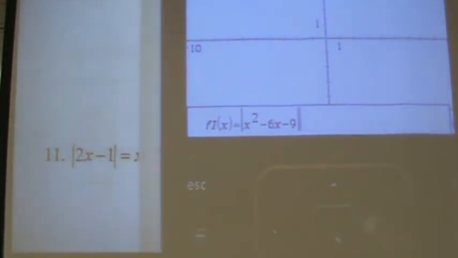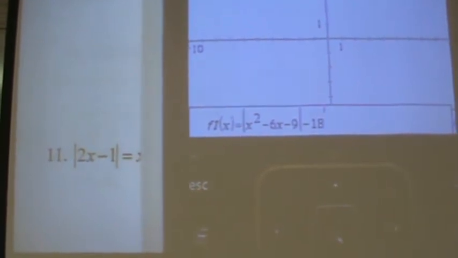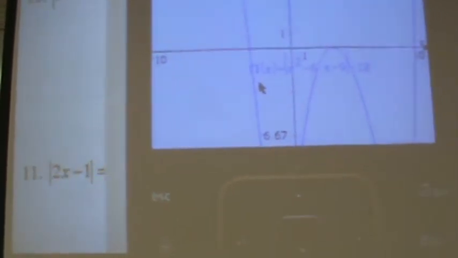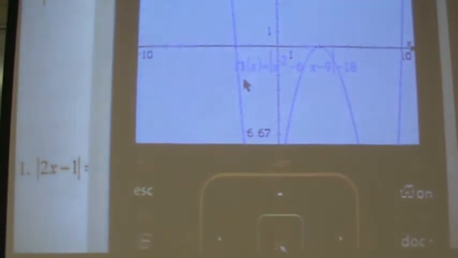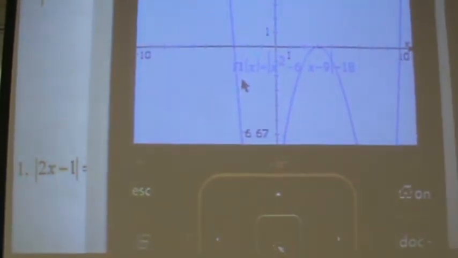Minus 6x, I'm sorry, 6x. Minus 9. Then what should we do with this minus, this 18? It should be minus 18. Hit enter. Now there's 3 answers here. Negative 3, 3, and 10. Not 10. Is it not 10? Nope. It's 9.